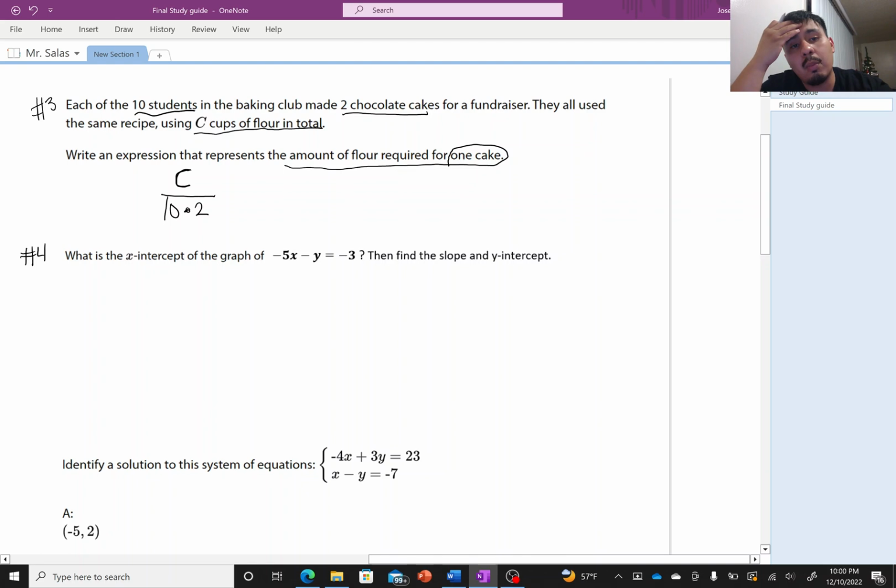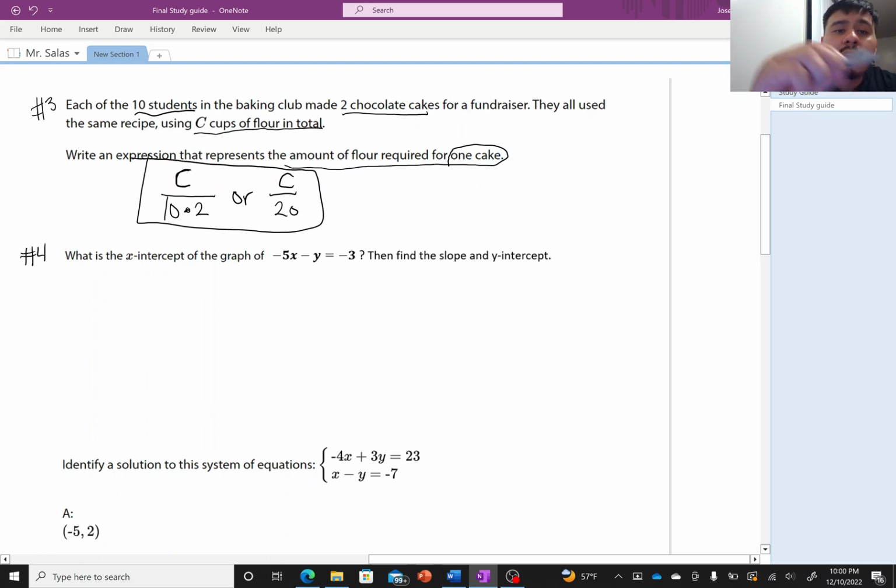Why 10 times 2? Well, because, like I said, we have to divide it by the amount of students and the amount of cakes made. So we can either leave our answer like this, C divided by 10 times 2, or we can just multiply the denominator and end up with C divided by 20. And this is our expression that gives us the amount of flour required for one cake. That was it, all right? So next up, we're going to go ahead and look at number 4.